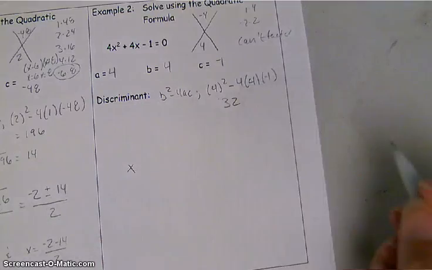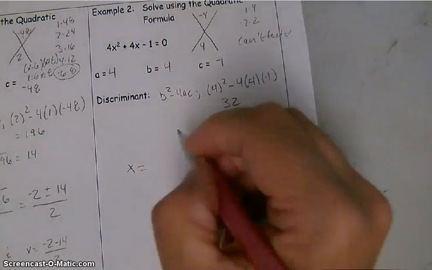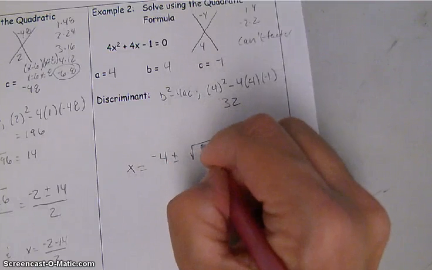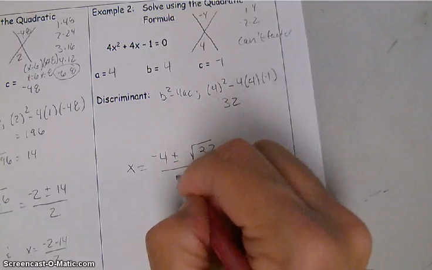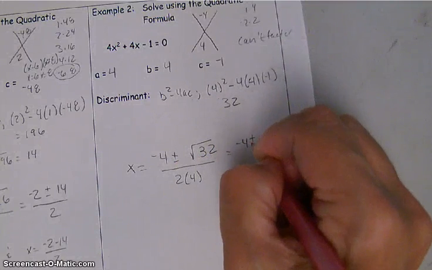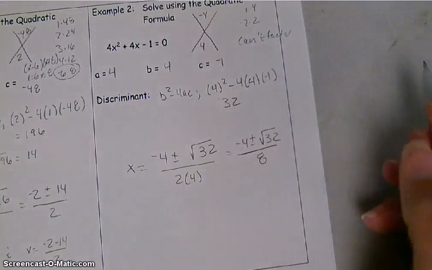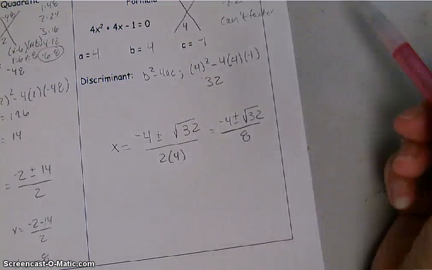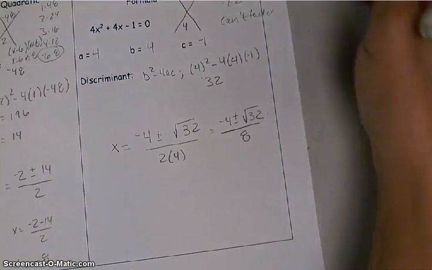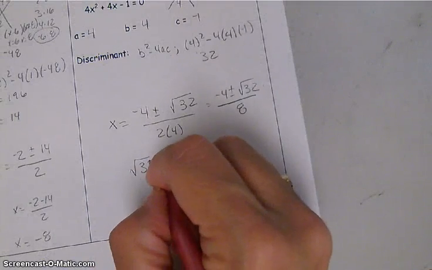So let's go ahead and plug it into the quadratic formula. X equals -b, -4 plus or minus the square root of 32 all over 2 times a, which gives me -4 plus or minus the square root of 32 all over 8. So I'm not done yet because I see 32, and I need to find out if that can be simplified. And I know that it can because we simplified this one a lot before.